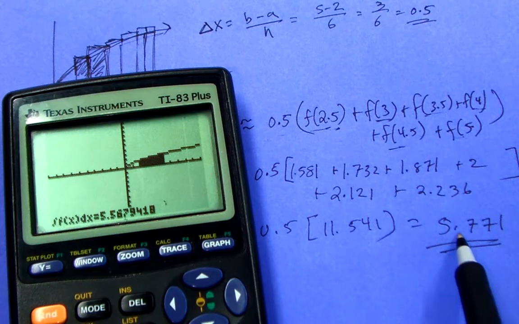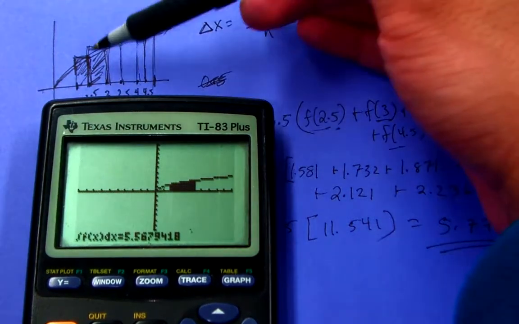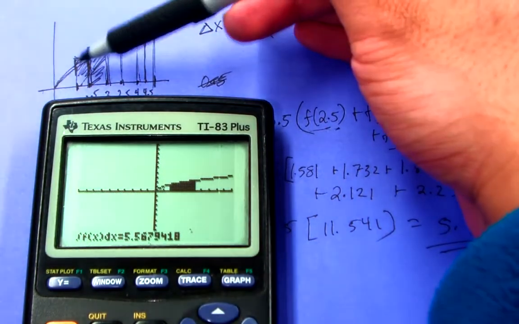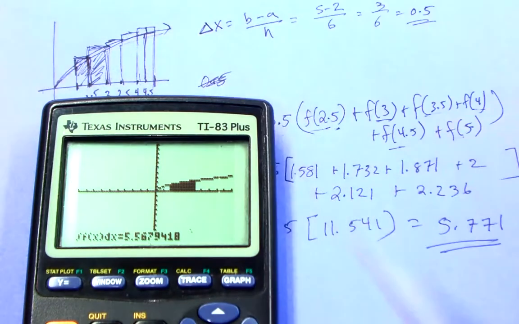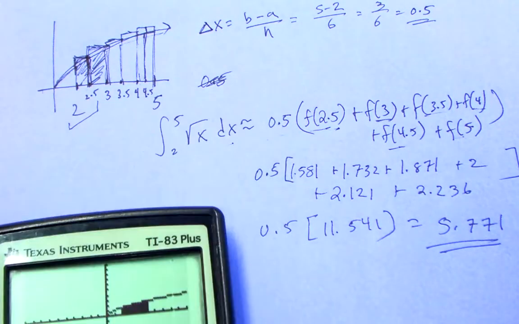This is an increasing function, and as such, the right value is always going to be higher than the left value. Notice if it were a decreasing function, the right value would be less. So that's how you find a rectangular approximation method. Alrighty, hope this helps.